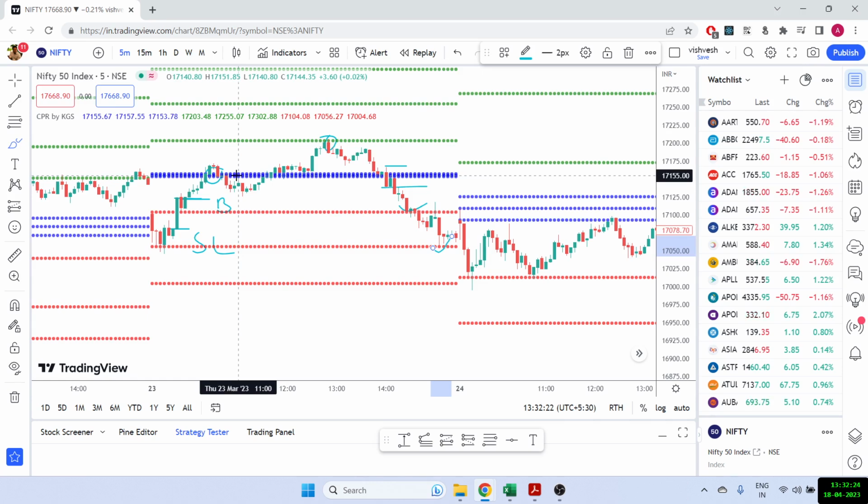So again, let me recap. In this strategy we are looking for a narrow CPR, and based on that we will take an entry if any one pivot is broken. If it's broken from bottom to top, we will buy. If it's broken from top to bottom, we will sell, and we will have two targets: the closest pivot point and the next pivot point.